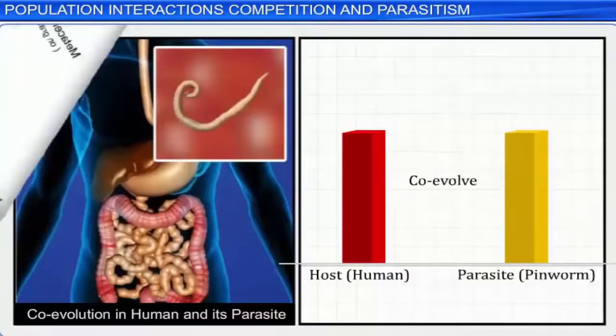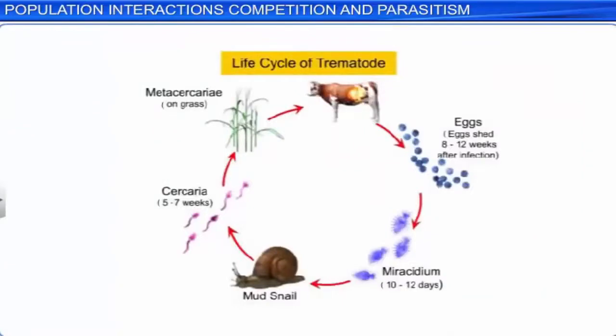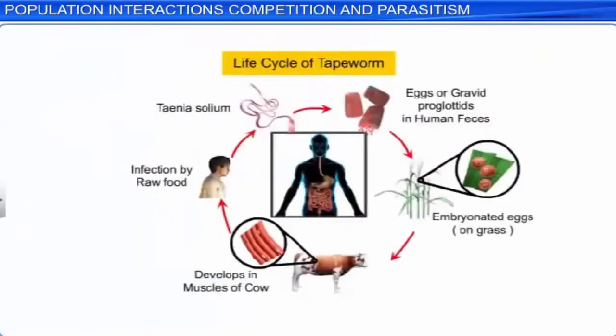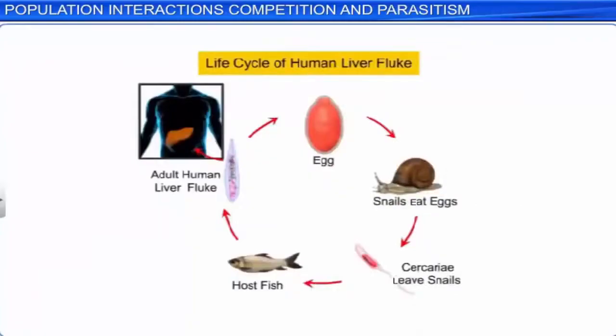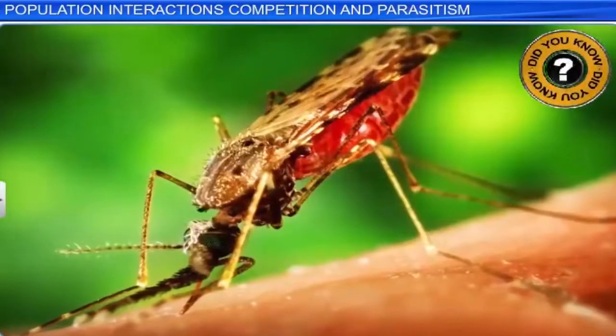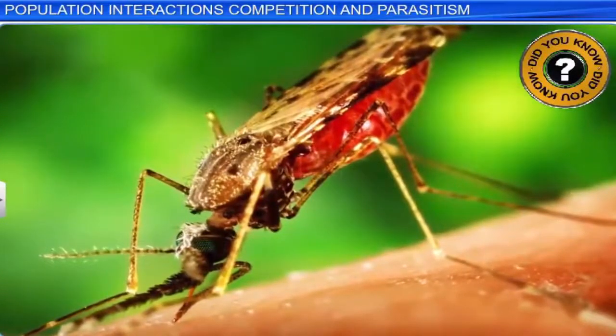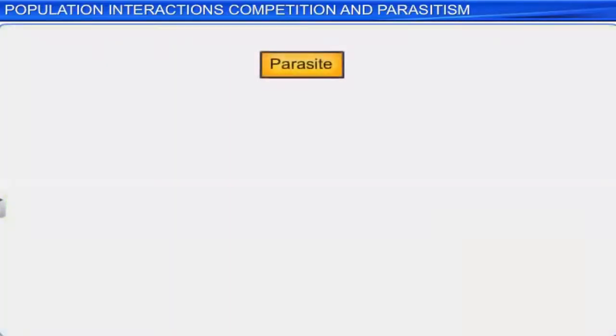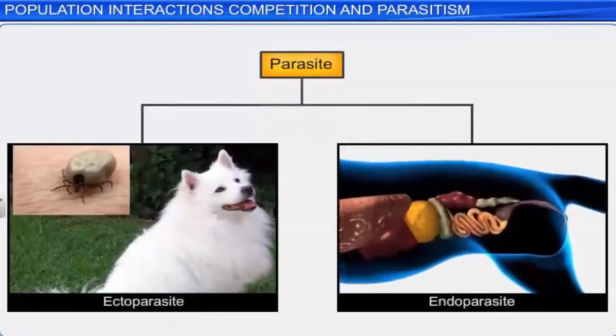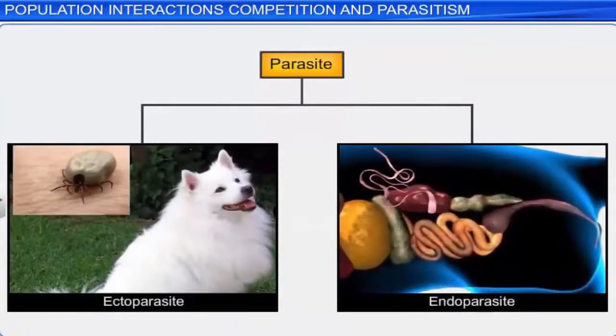Besides, many parasites have a complex life cycle as they depend on one or two intermediate hosts or vectors. Did you know that the female mosquito is not a parasite, but is a vector as it carries the malarial parasite Plasmodium? Depending on where parasites live, they are classified as ectoparasites or endoparasites. Parasites that feed on the surface of a host are called ectoparasites, while those that live inside a host are called endoparasites.